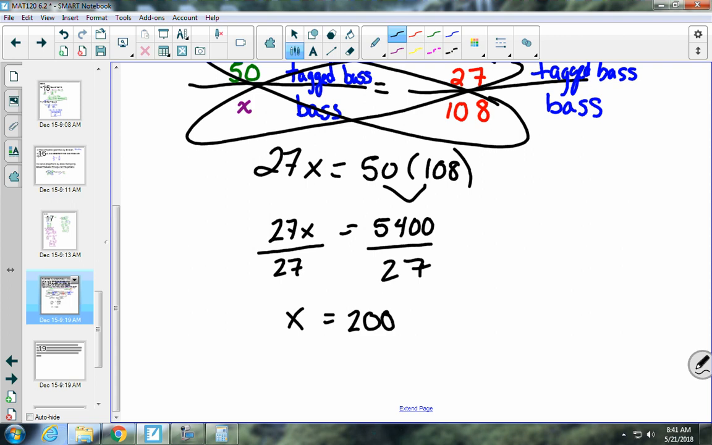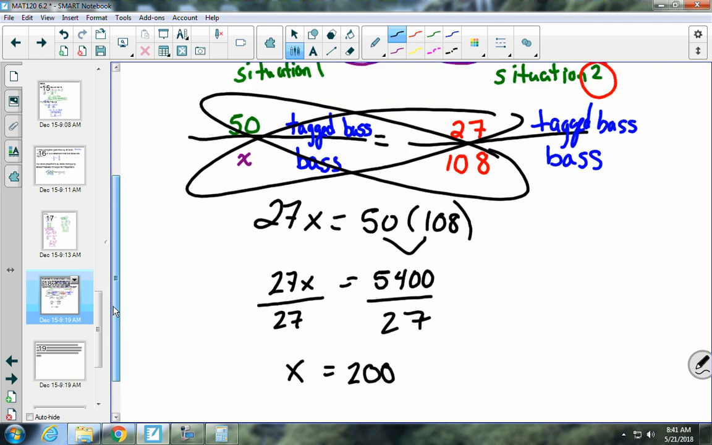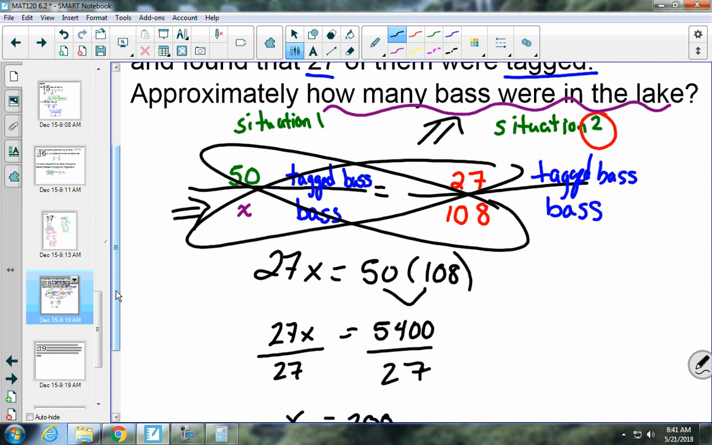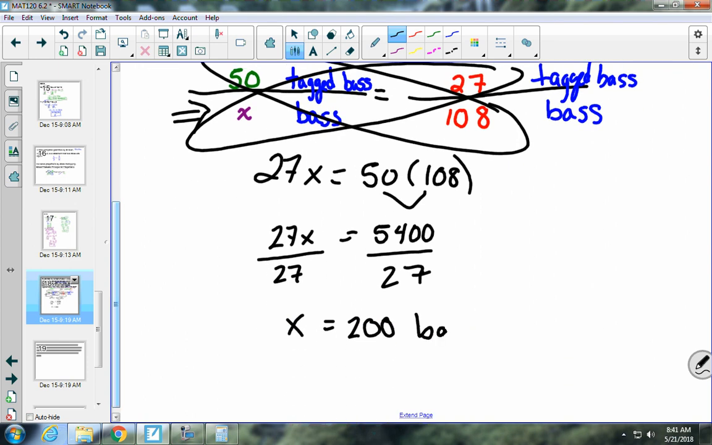This is a word problem, so I need to make sure I use my units. I can look back at where I set up my proportion or at what they asked me. I know that my answer, my 200, is how many bass were in the lake.